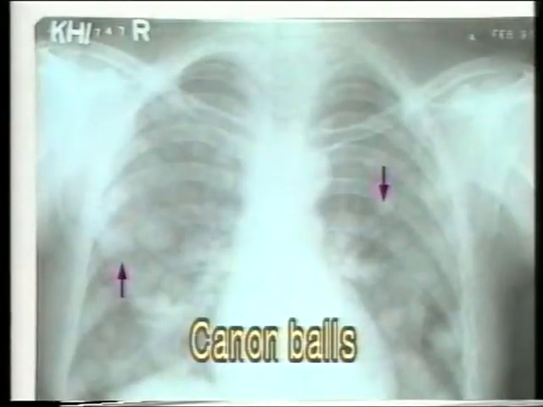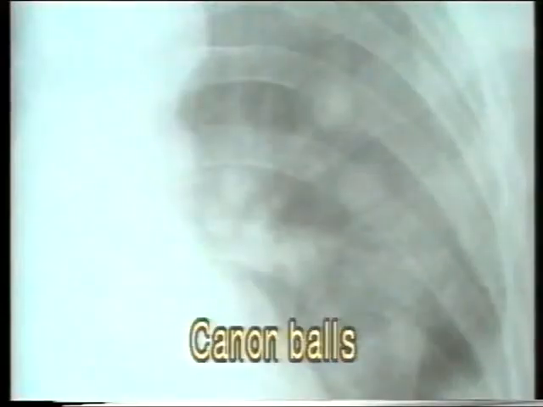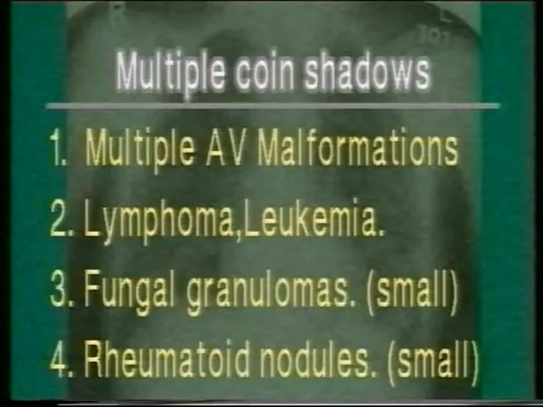This is another X-ray showing multiple cannonballs. Multiple rounded opacities varying in diameter from a few millimeters to centimeters are diagnostic of this condition. In close-up view, note the multiple metastases in the right lung and now in the left lung. Multiple rounded opacities may also be seen in conditions like multiple AV malformations or hematomas, lymphoma, rheumatoid arthritis, and fungal granulomas.